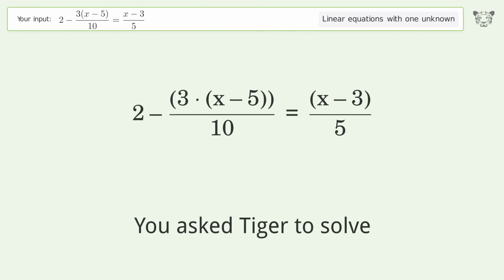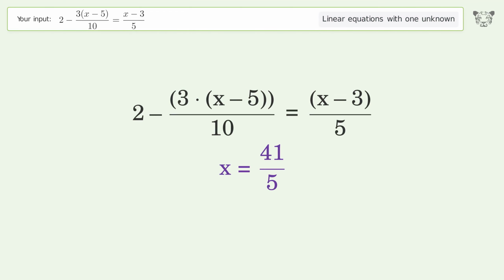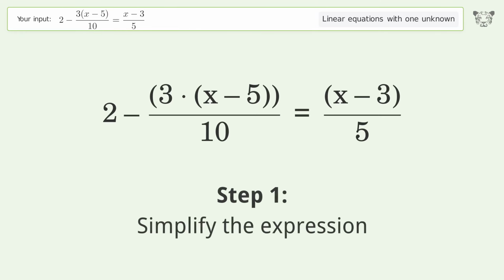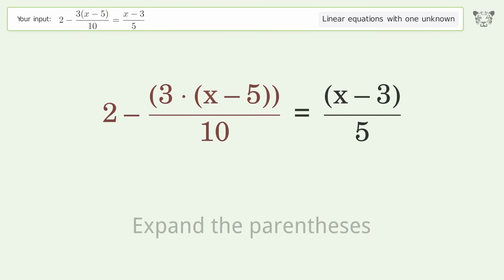You ask Tiger to solve. This deals with linear equations with one unknown. The final result is x equals 41/5. Let's solve it step by step. Simplify the expression. Expand the parentheses.